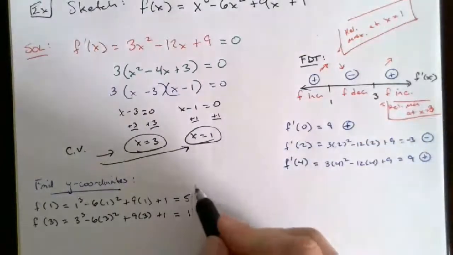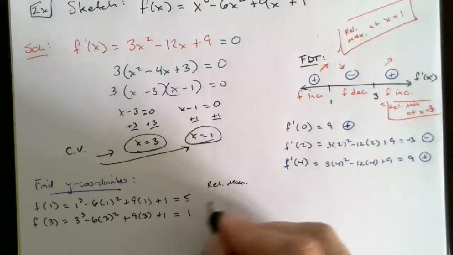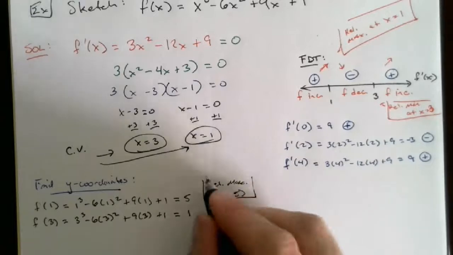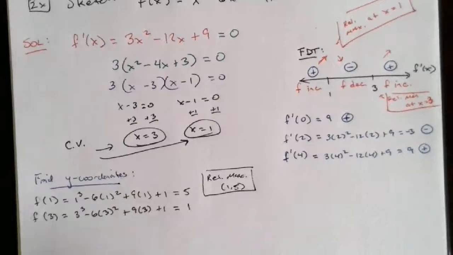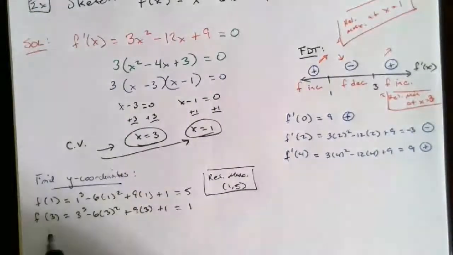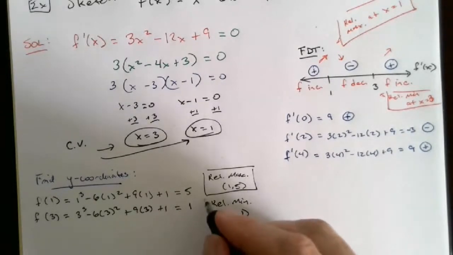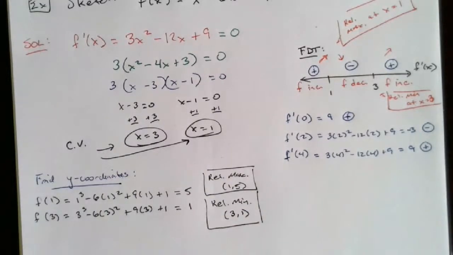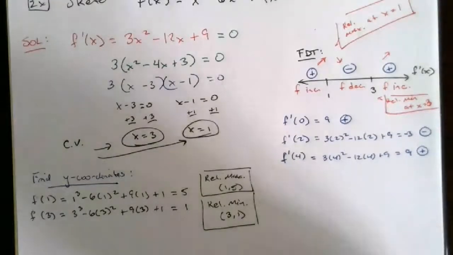The relative max occurred here, right? So we have a relative max at, this is x comma y, would be 1 comma 5. The actual maximum is what we would call 5. And then we have a relative min at x equals 3. So the point 3,1 is what we have here. So we have a relative min at the point 3,1, right? So the minimum value, they're saying the relative minimum value is 1. So we have that part figured out for what our graph's going to look like.